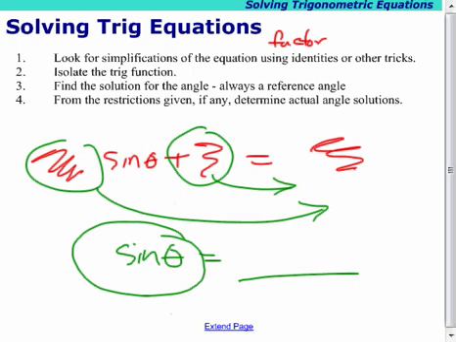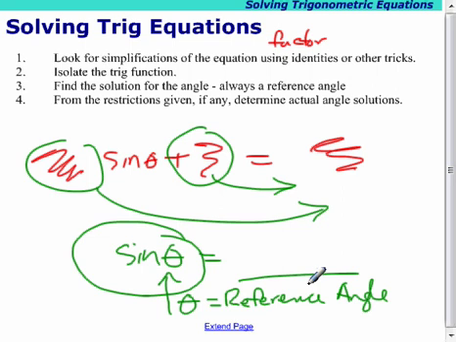Then find the solution to that angle. So we can do the arc sine on both sides and we can solve for that angle. The angle that we come up with will be known as our reference angle. It won't be our final answer. It might be part of it, but it won't be the whole final answer. It'll be a reference angle from which I can determine the exact answers. And then, given the restrictions that are there, determine the actual or exact angle solutions.